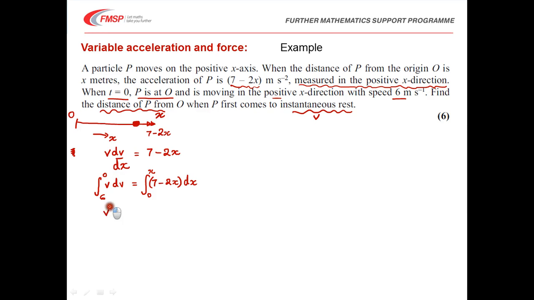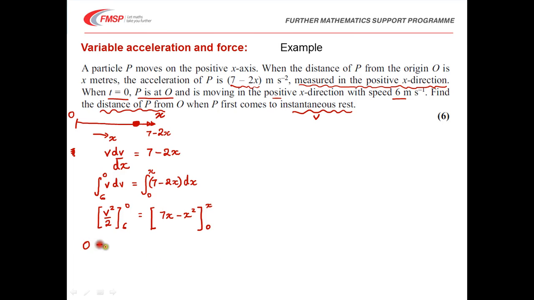On the left hand side I'm going to end up with v squared over 2, and that's between 6 and 0. That does feel slightly back to front, but it will still work out. And on the right hand side, 7x minus x squared, and that's between 0 and x. Let's put those limits in.